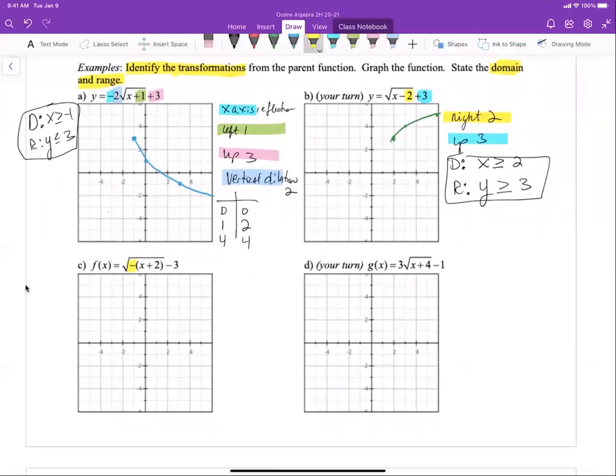I have a negative sign, so I have a reflection. It is under the parent rule, it is horizontal, and so that is a y-axis reflection. I have +2, so I'm going to go left, I'll just say left 2, and I have -3, I'm going to go down 3.